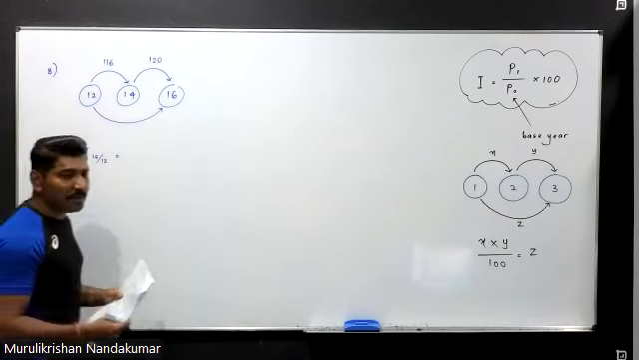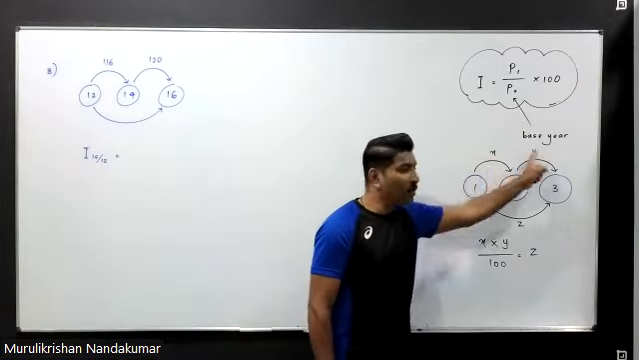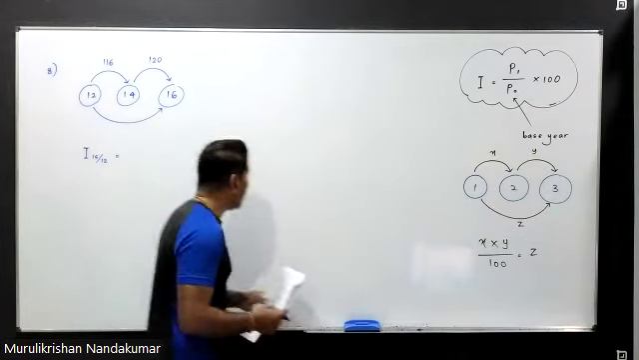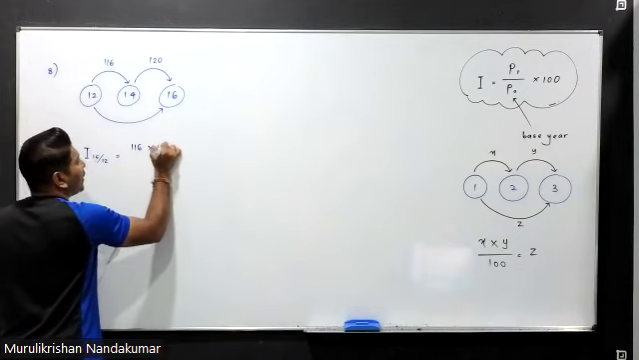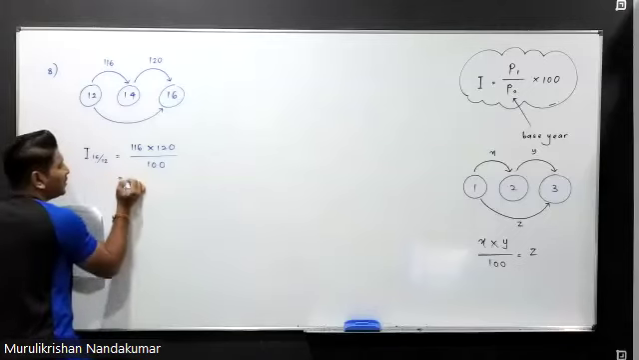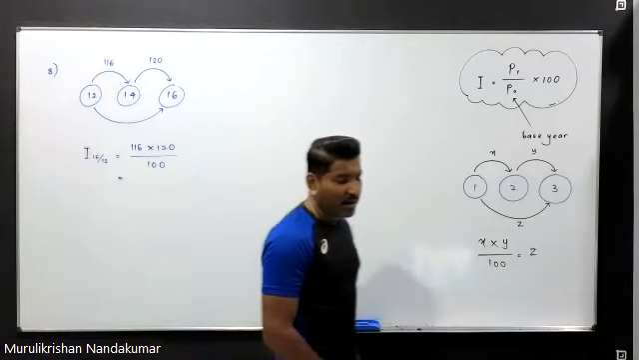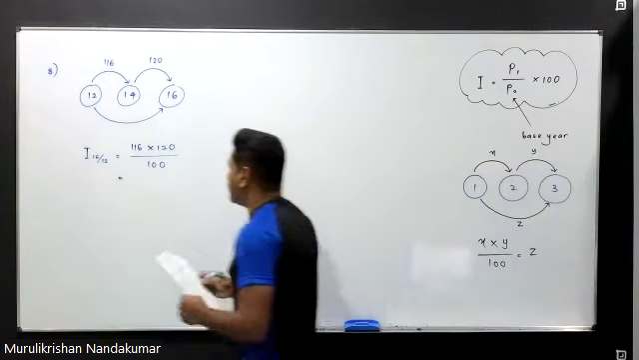How to get this? How to get Z? Take these two, multiply, divide by 100, and you get it. Take these two values, 116 times 120, divide by 100. That's all. Anybody got the answer? Times and divide by 100. What do you get? 139.2.